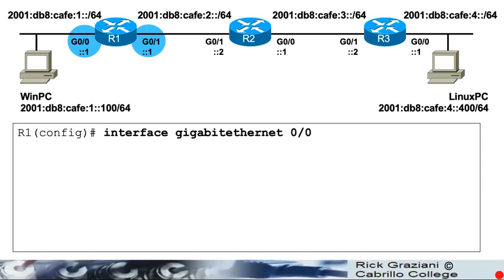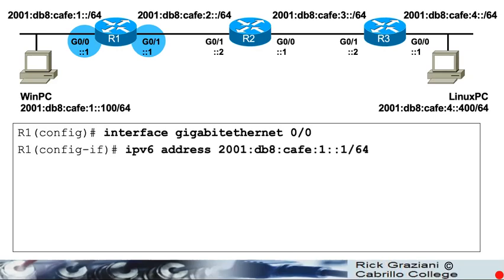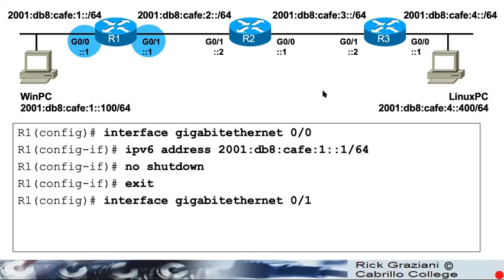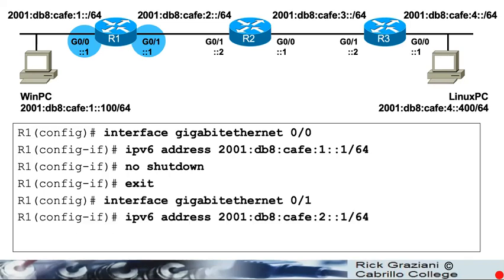So here we have router R1. Let's go to gigabit 0/0. And all we do is say IPv6 address, and we give the address itself. Notice that the prefix length follows the address with no space here. That's all there is to it. No shutdown, exit. Let's do the gig 0/1 interface as well. And it's that easy.